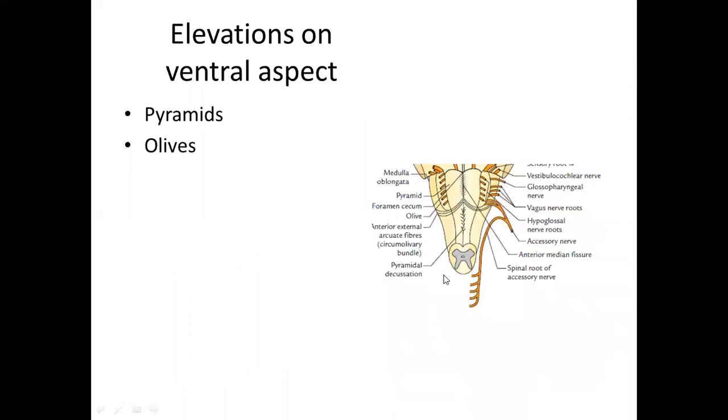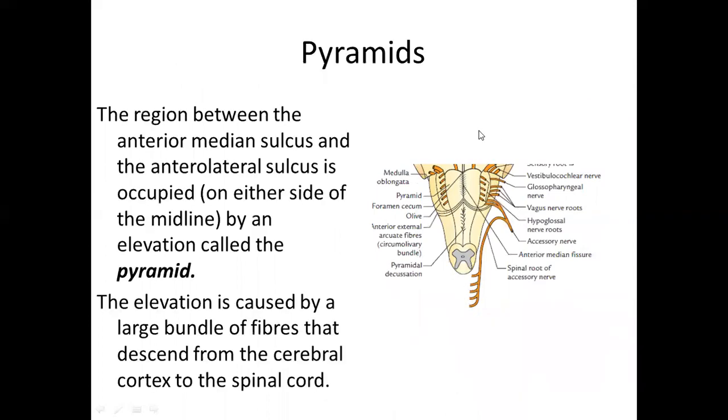So firstly, the elevations on the ventral aspect. You have two elevations on the ventral aspect: the pyramids, and lateral to them, the olives. The region between the anterior median sulcus and the anterolateral sulcus is known as the pyramid, and the pyramid is produced by the corticospinal fibers. There are three types of fibers arising from the cerebral hemisphere: the corticospinal, the corticopontine, and the corticobulbar or corticonuclear fibers.